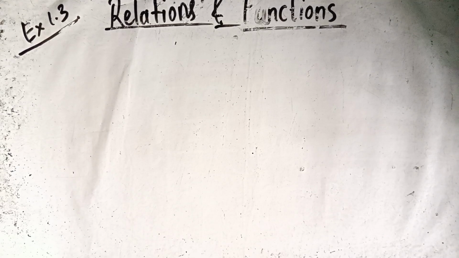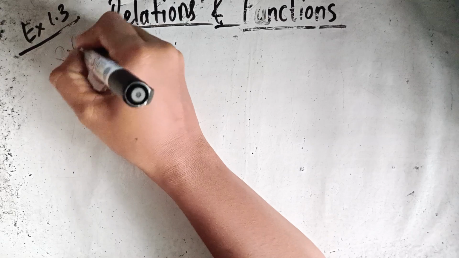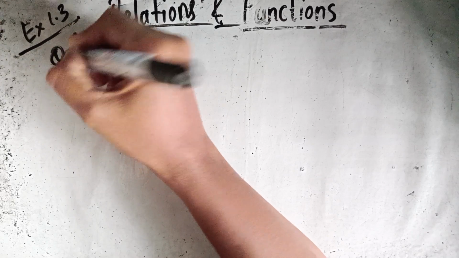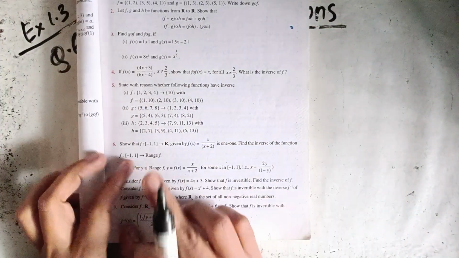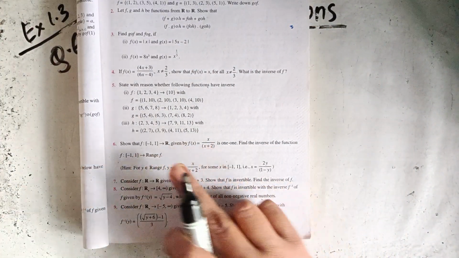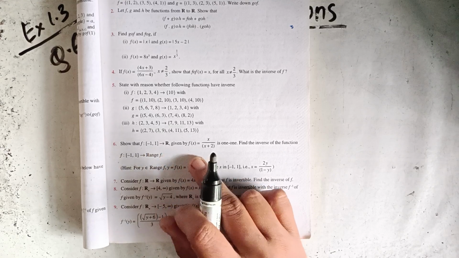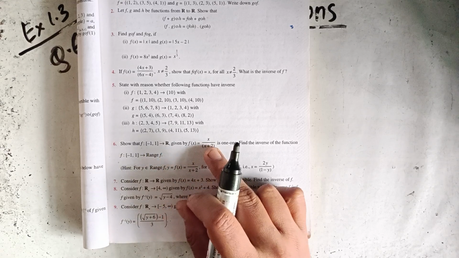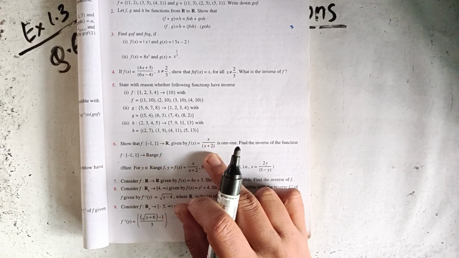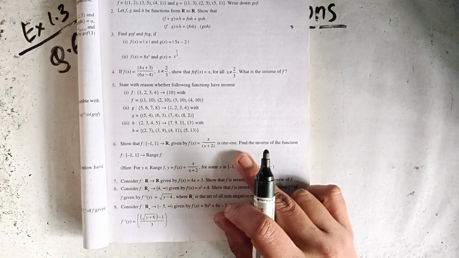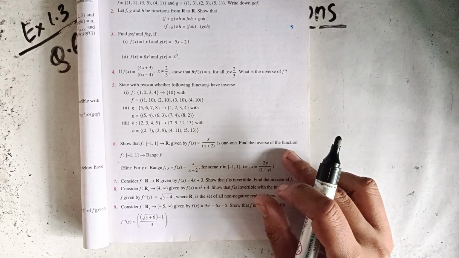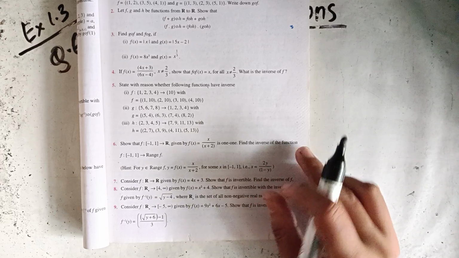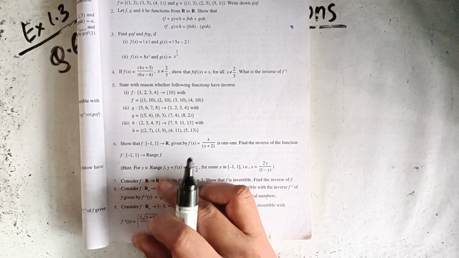Hello students. So next question is question number 6. f is from the closed interval -1 to 1 to the set of real numbers, given by f of x equal to x upon x plus 2. It is given that it is one-one. Find the inverse of the function f from -1 to 1 to range of f.